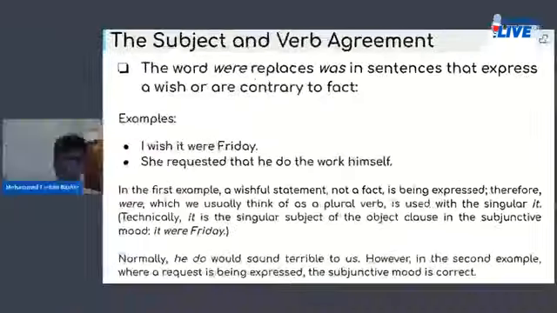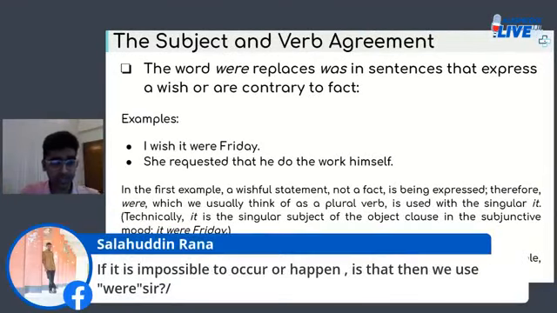Okay? All right, we have a query here from Saladin Rana asking me if it is impossible to occur or happen, is that when we use were, sir? Yes, exactly. If we're talking about a scenario that is just impossible to take place, we go with were.